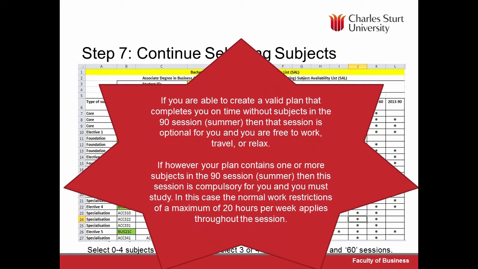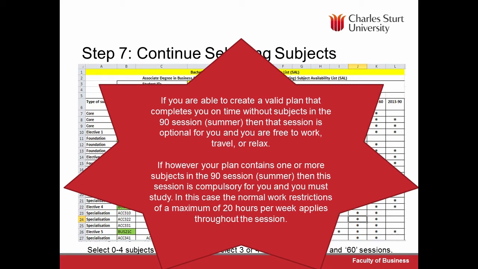The other thing is about the 90 session, the summer session. There are some special things about this session. I said before you can take between 0 and 4. Well, if you take 0, that means you're not studying. That is okay as long as you're studying in the 30 and the 60 session, and as long as you're completing your course on time, that's not a problem.